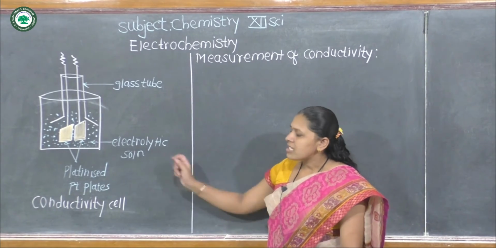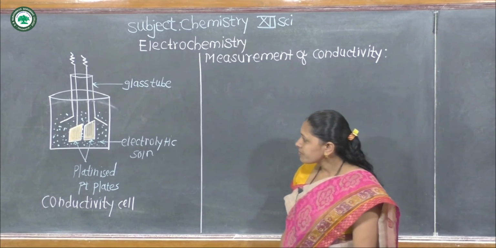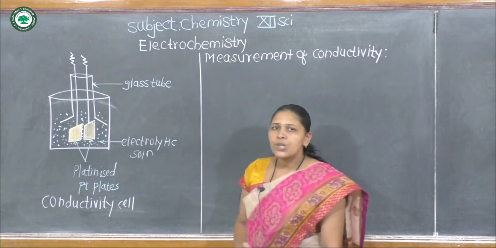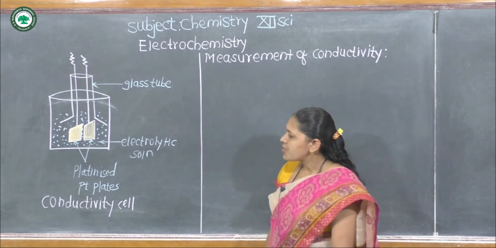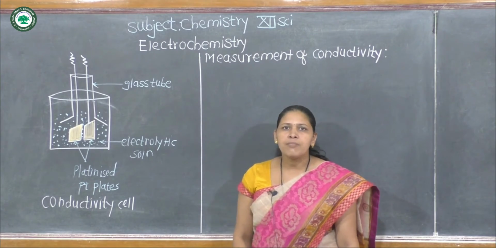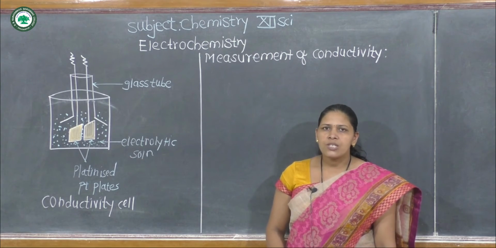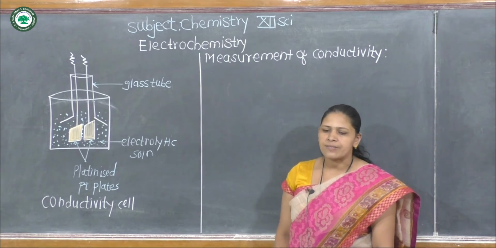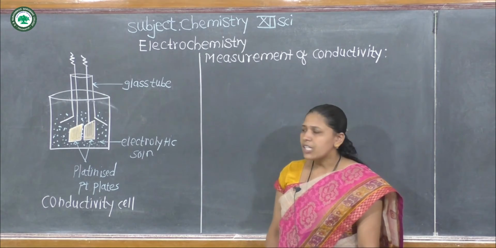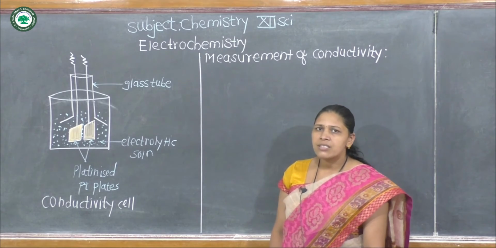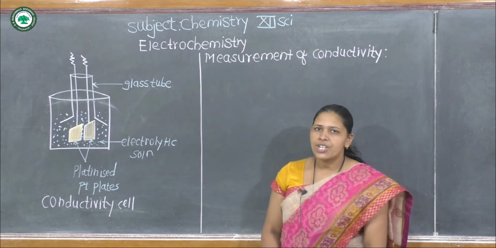See here, this is a conductivity cell. It consists of a glass tube with two platinum plates which are coated with platinum black. This is carried out by electrolysis of chloroplatinic acid, and the electrolytic solution whose resistance is to be measured is placed in this conductivity cell.